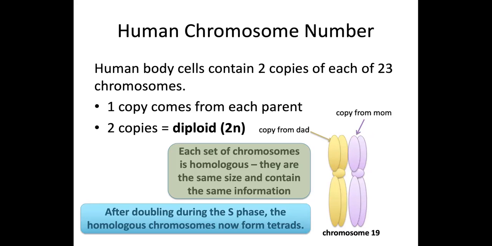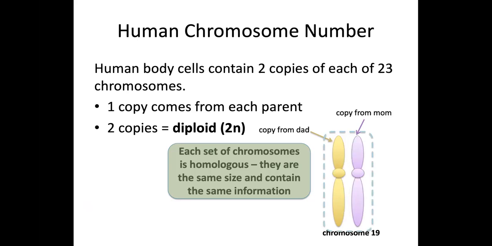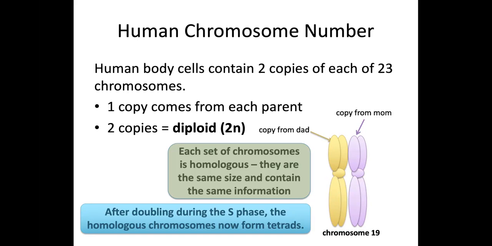Okay, so after we replicate in the S phase of interphase, those homologous chromosomes now form what is known as a tetrad. So when it makes a copy of itself, that is what is known as the tetrad. So you'll see the individual, if I go back, okay? And then when we replicate that, duplicate that, that's when you get your tetrad.